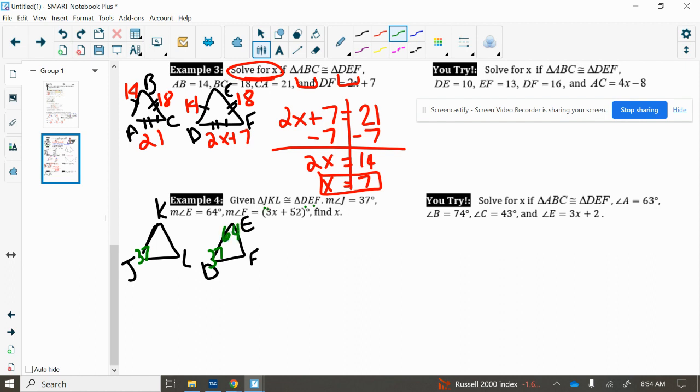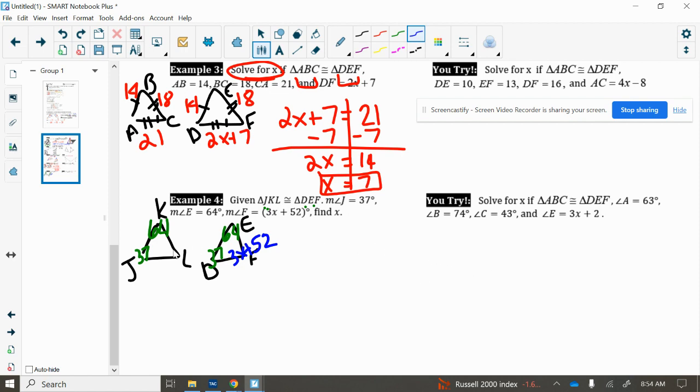Well, angle E and angle K are congruent, so this also would have to be 64. And then last but not least, they're telling me that angle F is 3x plus 52. So a couple ways we can look at this problem. I'd say there's two options.